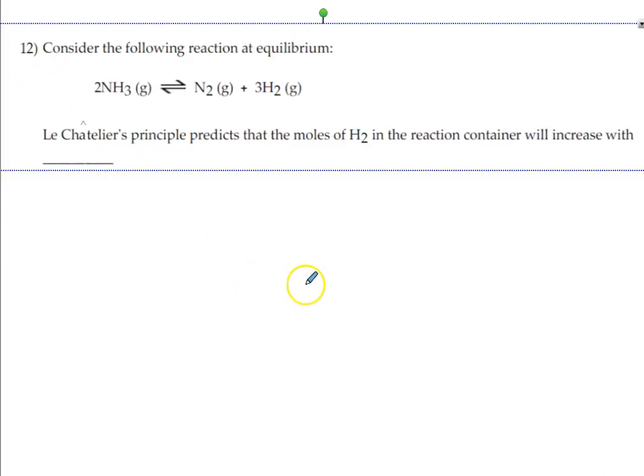Now, here's Le Chatelier's principle. Consider this. It predicts the moles of H2 will increase with... So we want to make this go up. Think about that for a second, because there's lots of ways to make that go up. Think of at least one and tell your lab partner. Whether it's endo or exothermic, heat won't help, right?